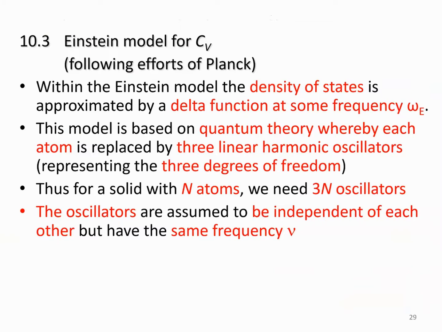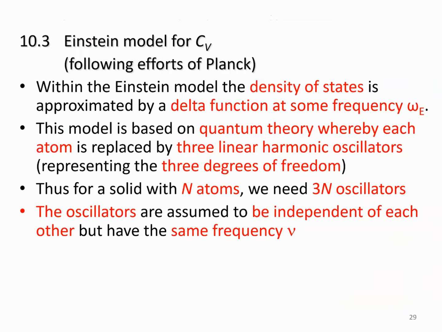So in this session, we're going to discuss the model of Einstein for the CV, the specific heat capacity. Within the Einstein model, the density of states is approximated by a delta function at some frequency omega E. This model is based on quantum theory, whereby each atom is replaced by 3 linear harmonic oscillators representing the 3 degrees of freedom. Therefore, for a solid with n atoms, we will have 3n oscillators.